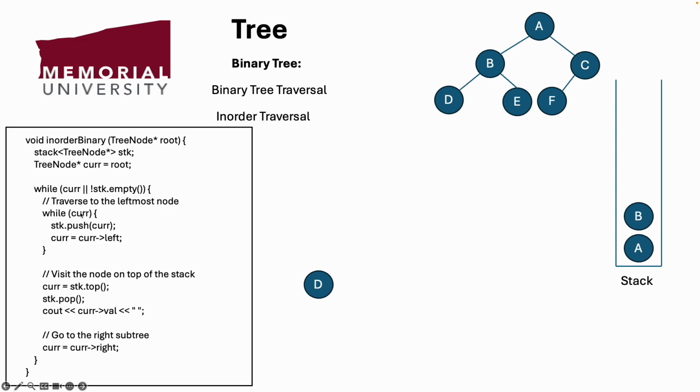So currently current is pointing to the null pointer. This inner while loop does not apply. So we visit the node on the top of stack. The current is pointing to the top of stack, which is B. B is going to pop up and print here. And then the current, so far, is pointing to B. B right is what? Right child is E. Now the current points to E.